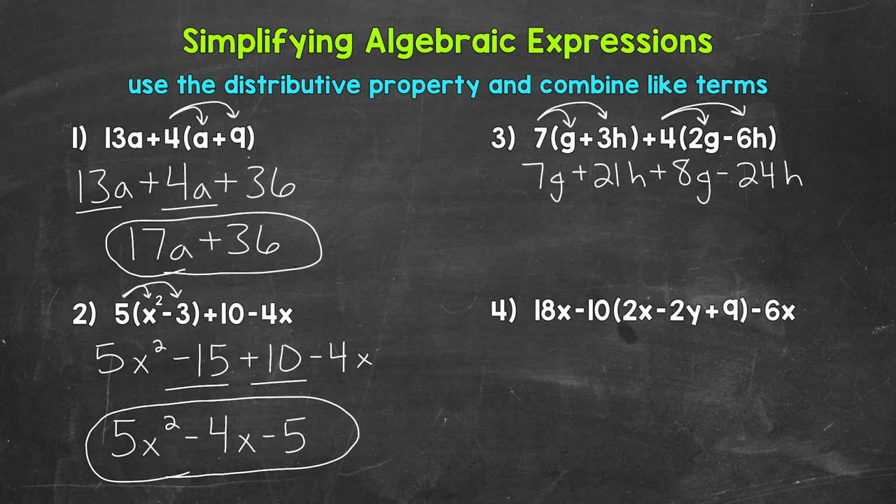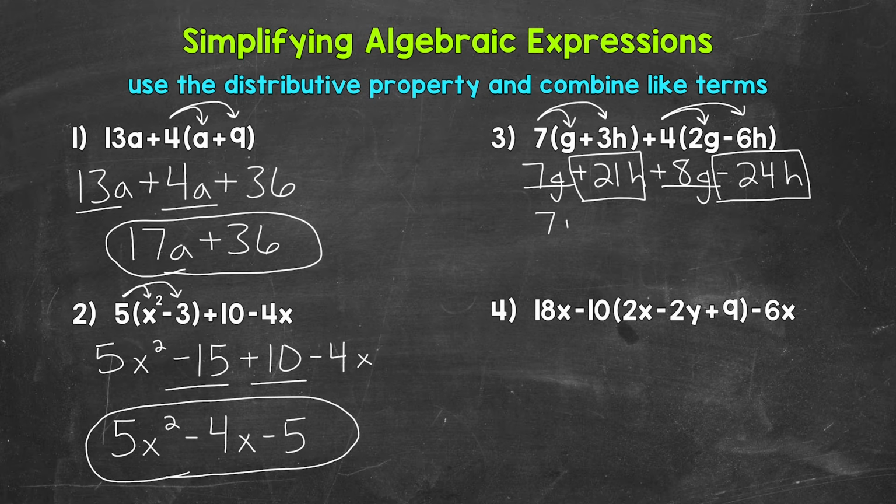Now for this expression, I'm going to rewrite it with all of the like terms next to each other. This is a strategy we can use to organize the expression and make combining like terms a little simpler, since all of the like terms will be right next to each other. So let's identify any like terms in this expression. We have 7g and 8g, and then 21h, which I will box in order to separate. And then negative 24h.